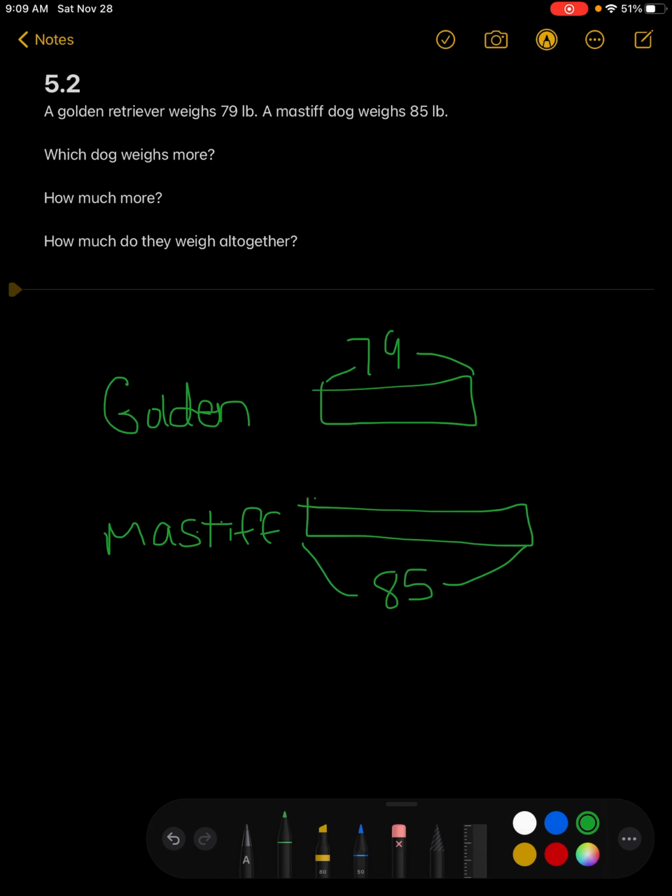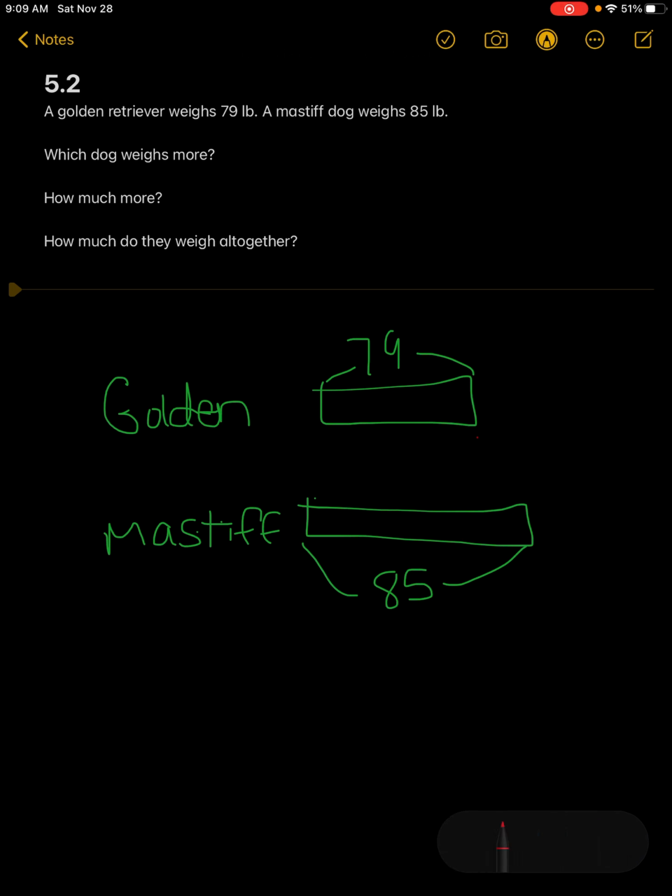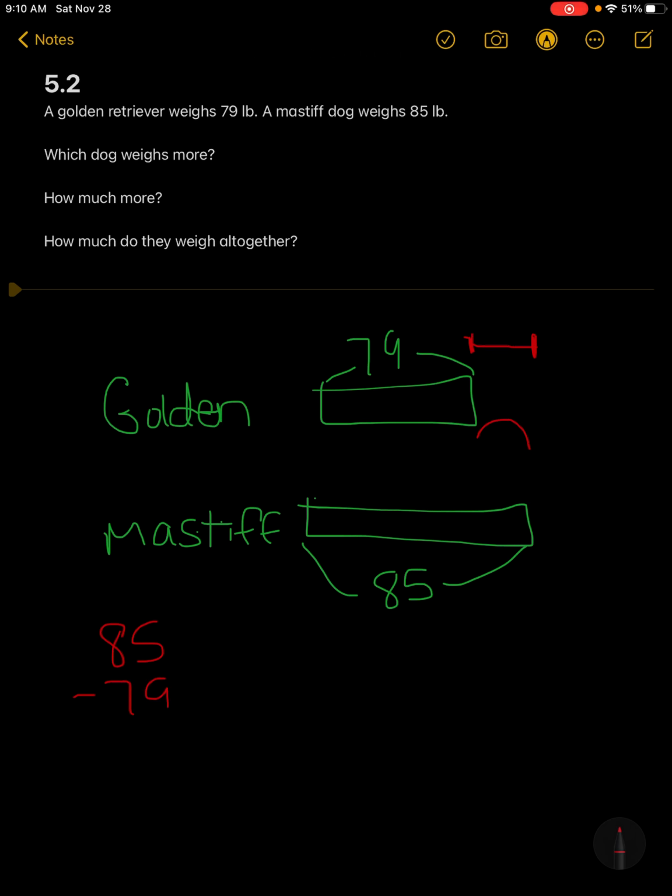The second one asks how much more. So what we're looking for here is this difference. The difference between where 79 ends and 85 ends. We're comparing those two boxes there. And in order to compare those, that is called the difference, we need to subtract. 85 minus 79 is 6. So the Golden is 6 pounds less, or the Mastiff is 6 pounds more.